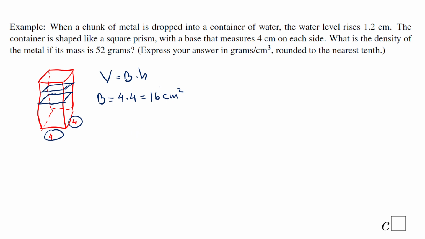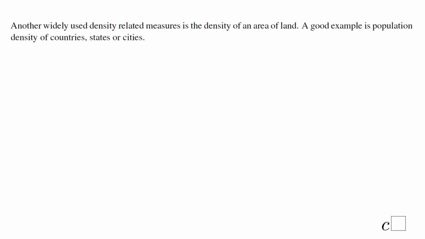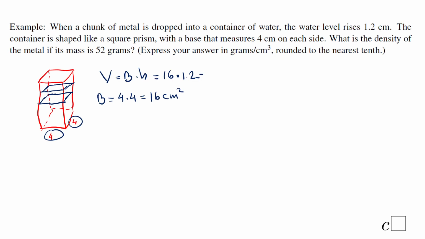And the height, what is the height? The height is that 1.2 that the level of water goes up. So we have here 16 times 1.2. Remember, the water goes up 1.2 centimeters. So let's do that in the calculator. 16 times 1.2, and that will be 19.2. What is this 19.2? The volume of 19.2 cubic centimeters.